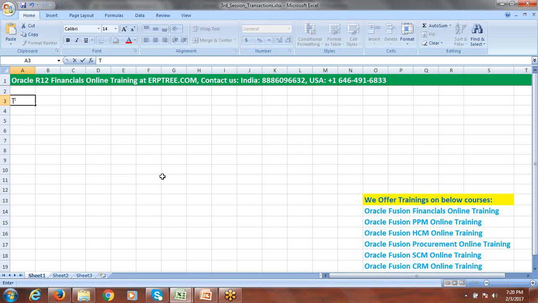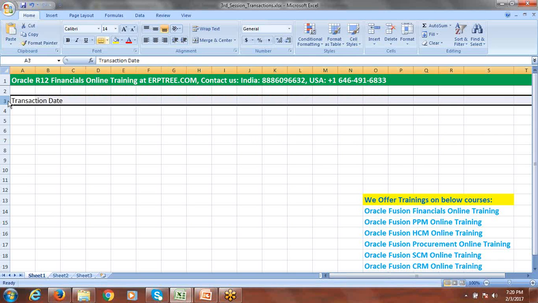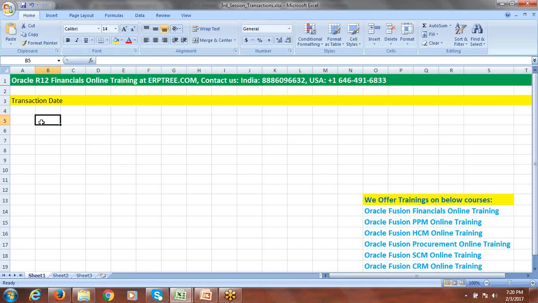First, transaction date. In every transaction we have to capture the date. If you want to capture the date in the system, what we need is a calendar. We have to maintain the calendar in the system.